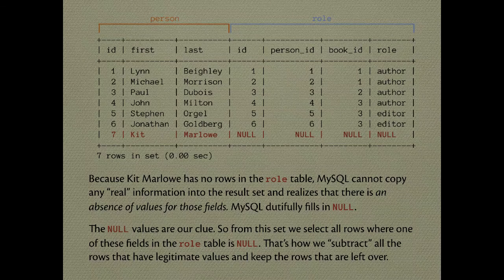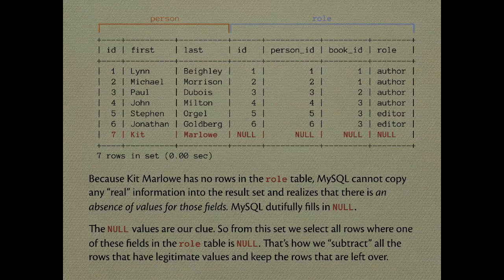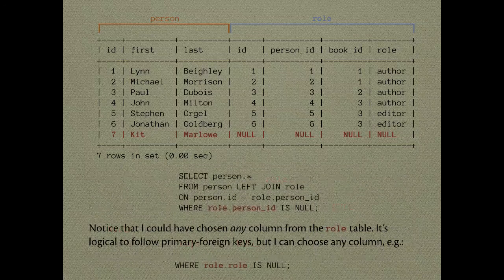All right, so here's the review of that. The left join lines up every row in person with every row in role, and it does that by matching those keys the way that we told MySQL to do in the on clause. However, because Kit Marlowe does not have any rows in the role table, the only thing MySQL can do is put in null, because nothing exists. It's the absence of a value. And so that's the clue for doing the left join, and that's the clue about why we look for null on the right-hand side.